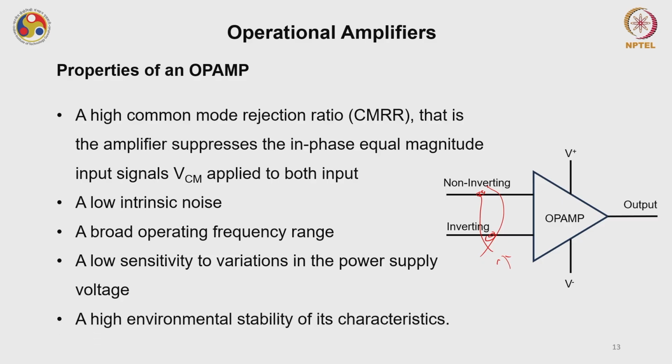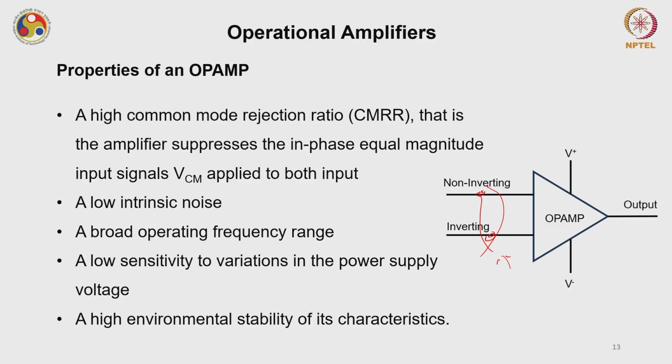So a high common mode rejection ratio and low intrinsic noise, apart from other advantages including the high open loop gain that I have just mentioned, make it an ideal amplification system for the sensors that we are going to discuss in this course, okay. Apart from this, it is also very stable in the ambient, particularly with a change in relative humidity or a change in temperature around it, okay.